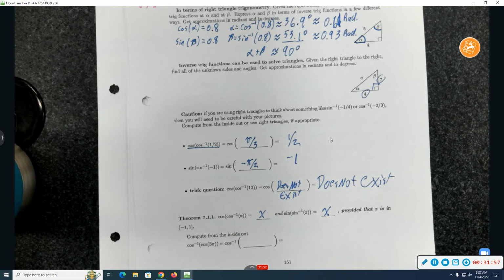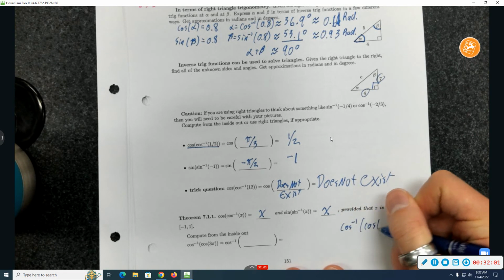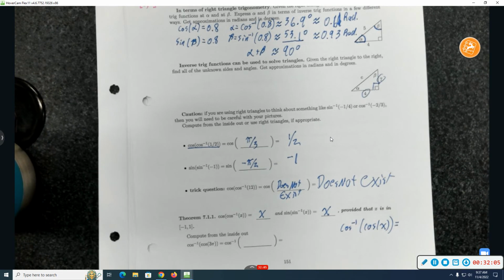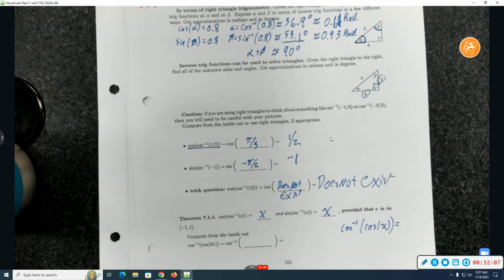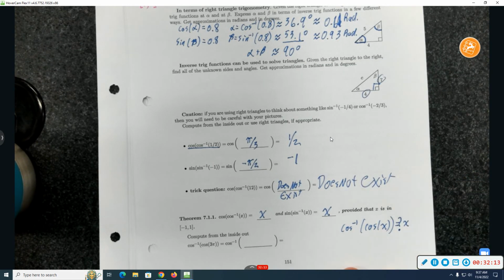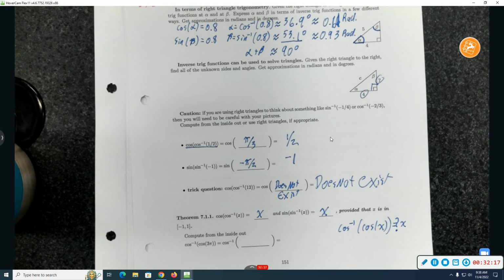What do you think cosine inverse of cosine of x should probably be? If you were to just make a guess what should go there, it sure seems like it should be x, right? I'll put a question mark there just to indicate that I'm not so sure. Let's try to compute it.